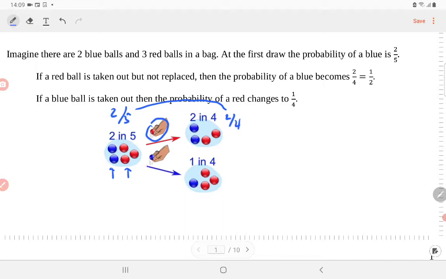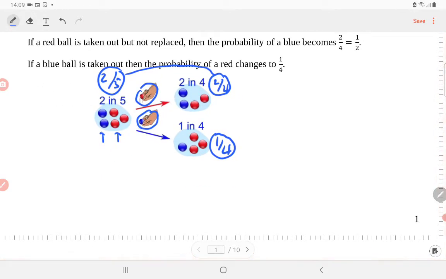In this instance, when you take out a blue ball, your probability of a blue is 2 out of 5. And then the probability of blue on the second draw is actually 1 in 4. Okay, so your probability of a blue here is 2 in 5, and your probability of a blue now is 1 in 4. And we note how the probability has changed. Okay, so we'll do one more example to clarify that.